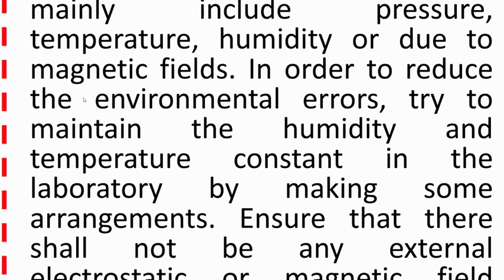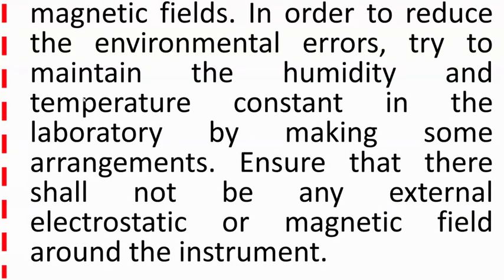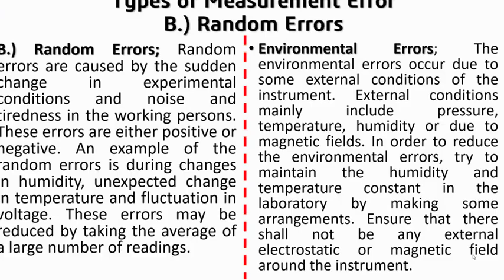Okay, now in order to reduce the environmental errors, we try to maintain humidity and temperature, to keep them constant in the lab by making certain arrangements. Ensure that there shall not be any external electrostatic and magnetic field surrounding that instrument. Some of you will even be working in the lab and you carry your phone and place it on the spectrophotometer. Sometimes when your phone rings, it affects the reading of the spectrophotometer. There is always some level of interference, so you don't try that.